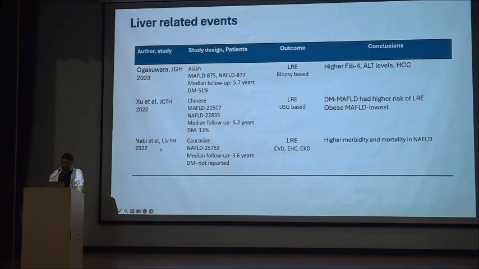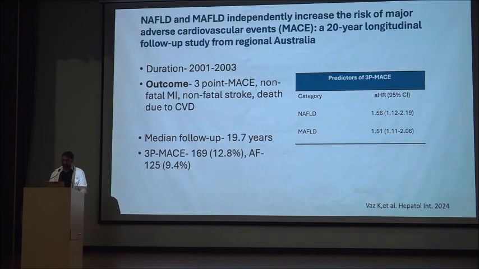Nabi et al. in 2022 assessed the same thing in the Caucasian population. Diabetes was not reported, and along with liver-related events, other cardiovascular risk factors, extrahepatic cancers and CKD were studied, and they found that the MAFLD population has higher morbidity and mortality.